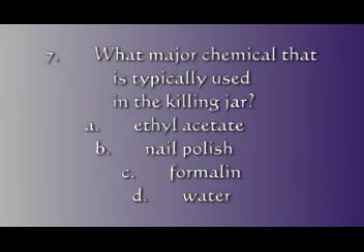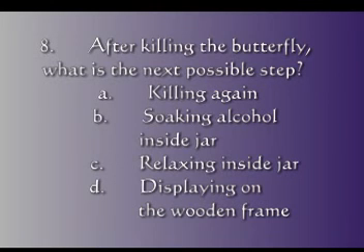Number 7. What major chemical is typically used in the killing jar? A. Ethyl acetate. B. Nail polish. C. Formalin. And D. Water. Number 8. After killing the butterfly, what is the next possible step? A. Killing again. B. Soaking alcohol inside jar. C. Relaxing inside jar. And D. Displaying on the wooden frame.